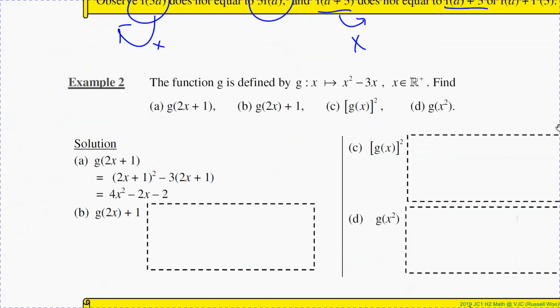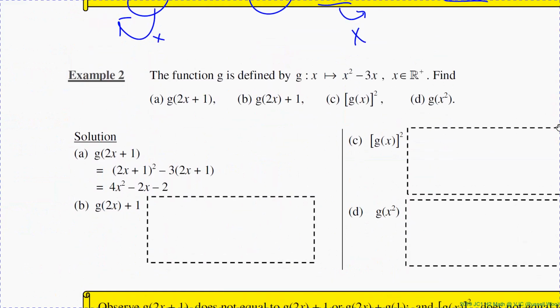Now what about example 2? Let's take a look at example 2. You have a G. Alright, a G here. G is defined like this. Now, what is G(2x plus 1), and what is G(2x) plus 1? Now, the objective is to realize that these two are clearly not the same.